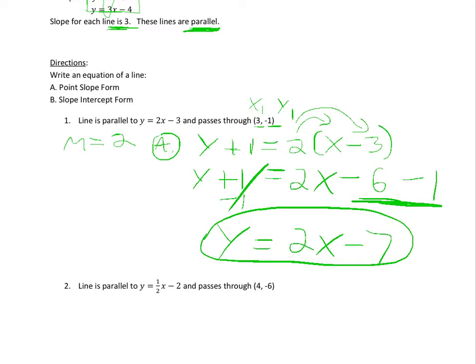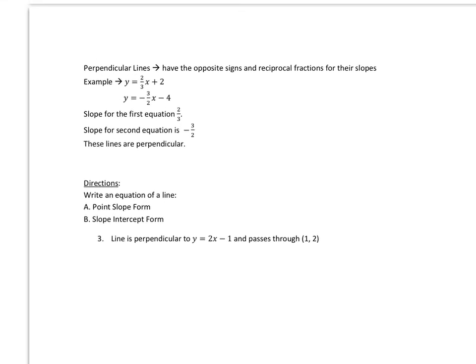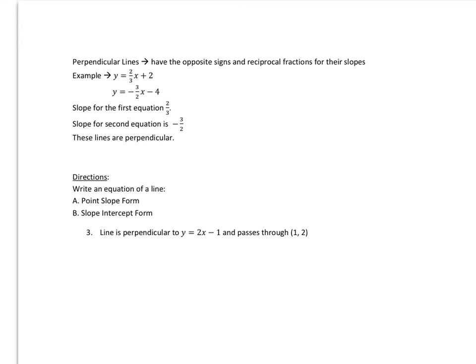Okay, let's go to the next side. Number 2 we'll do in class. Let's go to perpendicular lines. All right, perpendicular lines, here's the main thing. The main thing is what's listed here. The connection with the slope of perpendicular lines is that they have the opposite reciprocal. Reciprocal means we flip the fraction.